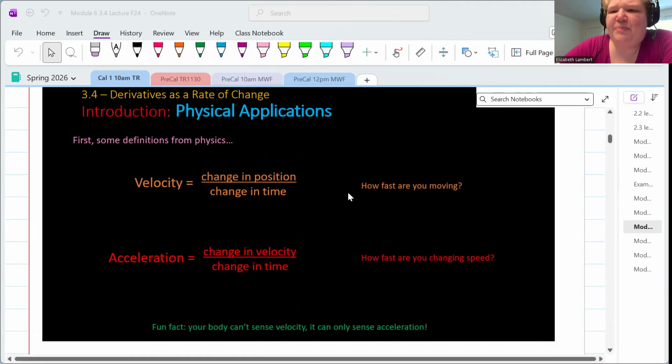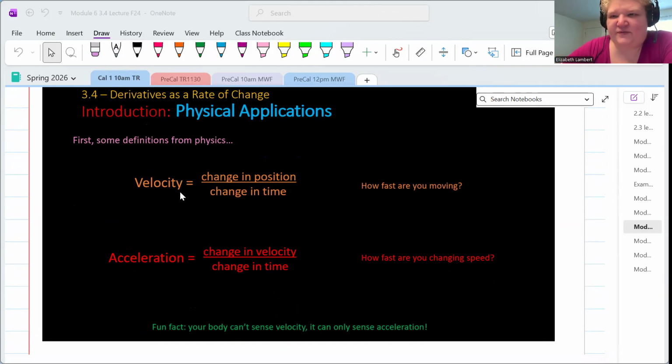So just basic ideas here. When we talk about velocity, that's a fancy physics word. That is the change in position over the change in time. So that's some distance divided by some time. Usually this is like, how fast does your car go? 60 miles per hour. And if you're in the left lane, people get mad.